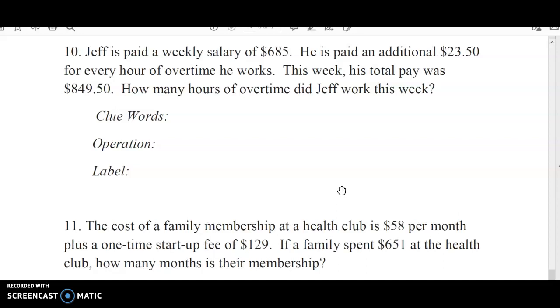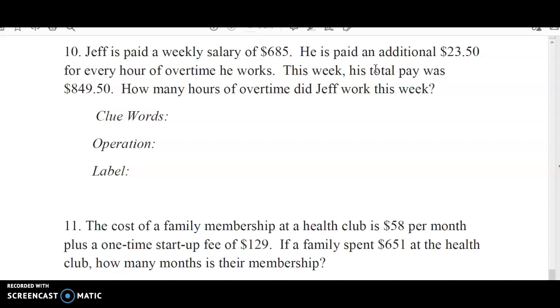This is actually going to be a 2-step equation. Jeff is paid a weekly salary of $685. He is paid an additional $23.50 for every hour of overtime he works. This week, his total pay was $849.50. How many hours of overtime did Jeff work this week? So here, we're given a couple different pieces about his salary and overtime and the total amount. So you're going to have to do a few different steps to get to your answer.